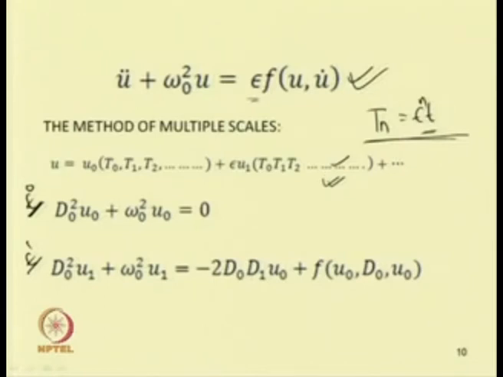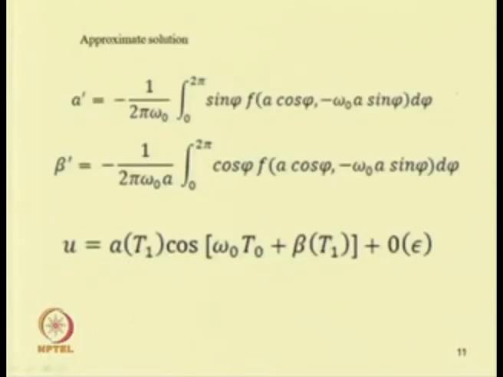So, now the solution of this equation can be written in the form of A e to the power i omega 0 t plus A bar e to the power minus i omega 0 t, and substituting that in this equation and separating the terms, by killing the secular terms, one can get a set of reduced equations. So, those reduced equations can be written in this form. So, these are the reduced equations.